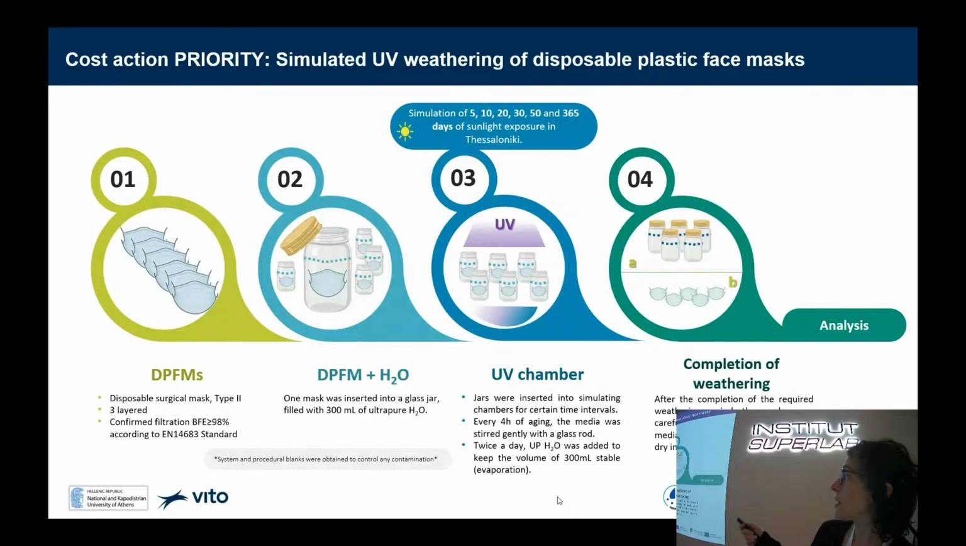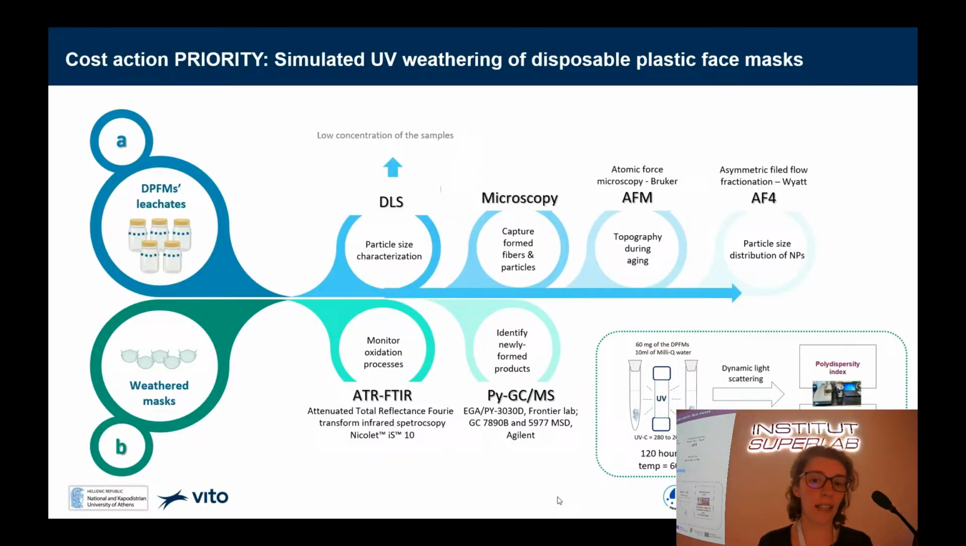After the completion of the weathering in the UV chamber, as I said, the samples were taken and we performed analysis by using different analytical techniques.